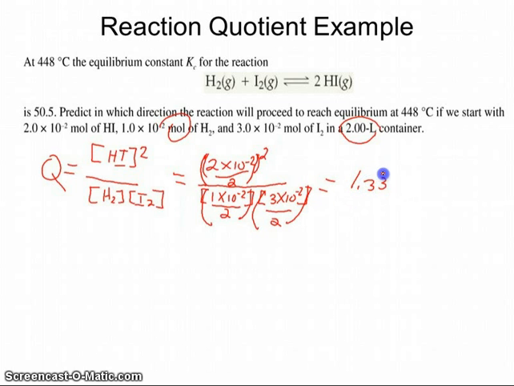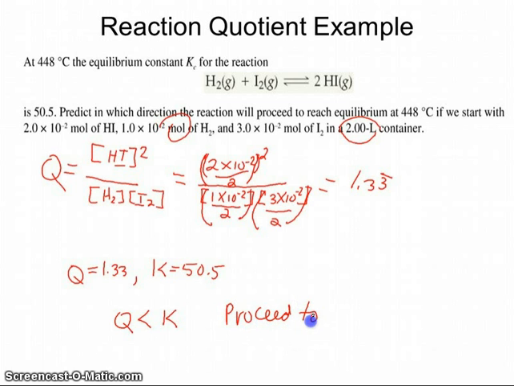1.33 repeating. And so if we want to compare Q and K, we know that Q equals 1.33 while K equals 50.5. So we have a situation where Q is less than K. And so we know that when Q is less than K, we need to proceed to products. We need that value to be bigger, so we need a bigger number on top and a smaller number on bottom. And when we say products, we're generally saying right.